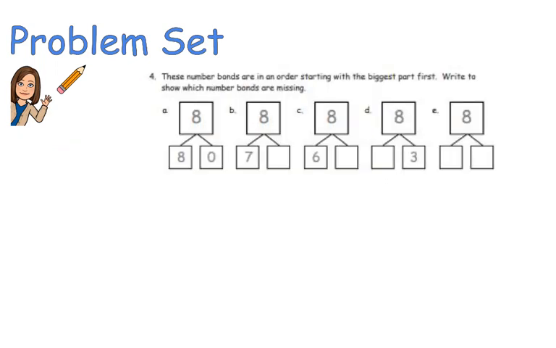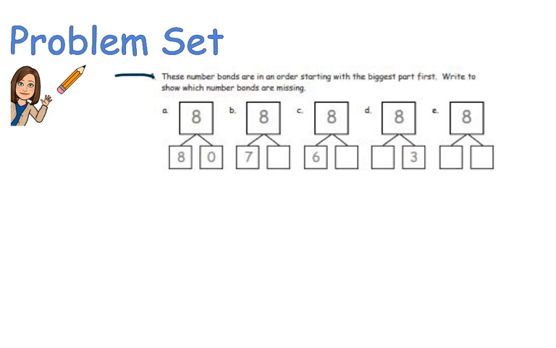Excellent. So here's the next problem. It's problem number 4. The directions say, these number bonds are in order, starting with the biggest part first. Write to show which number bonds are missing. All right, so it has the first one done for us. It's saying that 8 and 0 make 8. Okay.